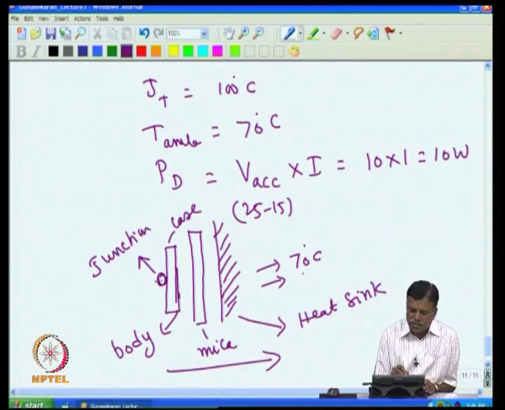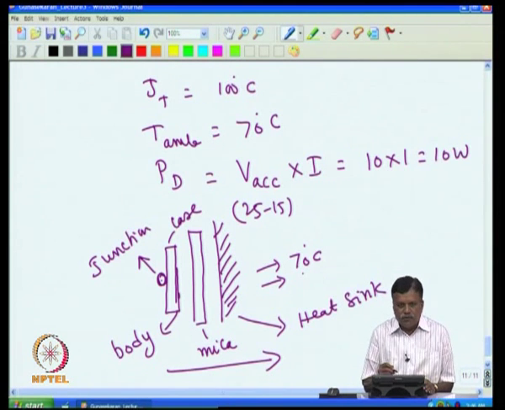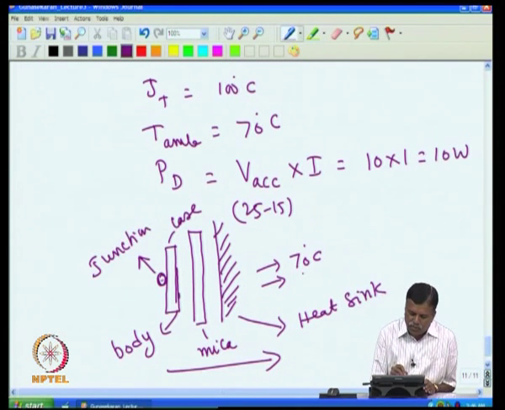That means, obviously the heat sink will be more than 70, and this will be more, say if it is 80 degree, then this will be more than 80, and if this is say 85, then this will be more than 85, and if this is say 90, then this will go more than 90. So, all that we need to do is make sure the junction is not more than 100 degree C.